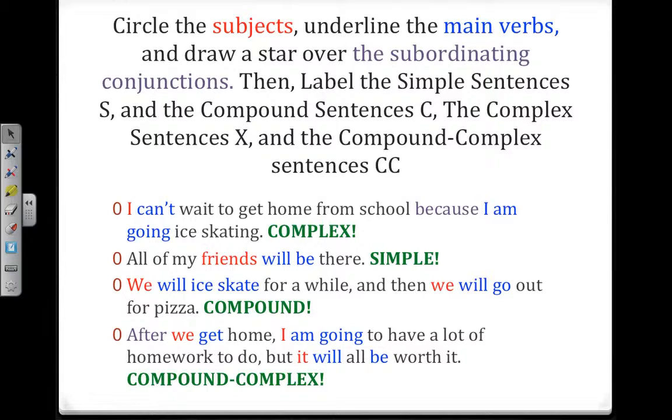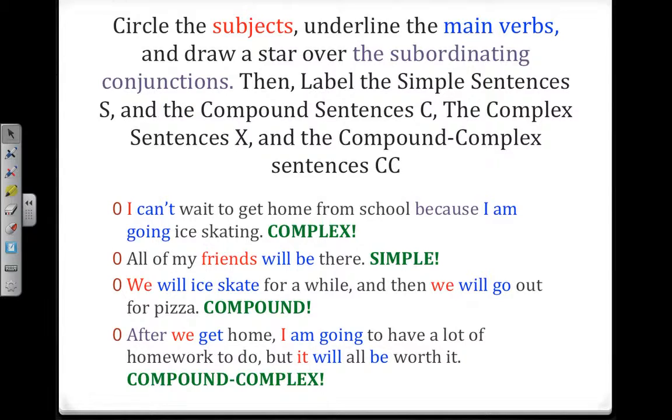All right, so we end up with, I can't wait to get home from school because I am going ice skating. We've got the subject I, the verb can, and then we've got the subordinating conjunction because, and then the subject I, and the verb am going. Since that has an independent clause and a dependent clause, that's a complex sentence. Then we have friends as a subject, will be as a verb. That's the only subject and the only verb in that sentence, so we know it is a simple sentence.